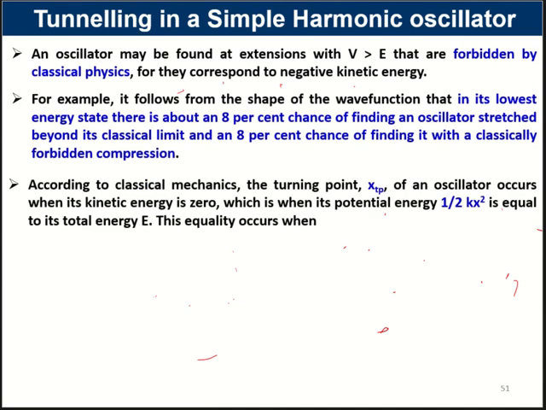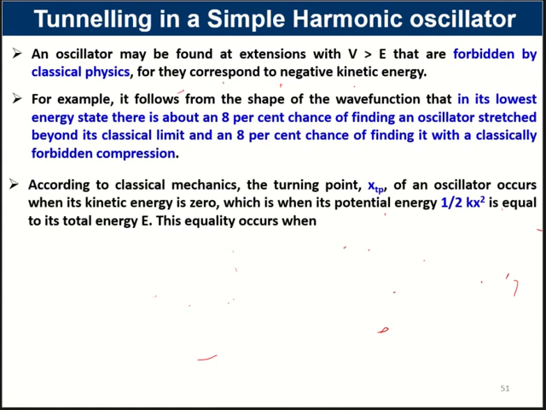So classical mechanics, what we already know, x_tp. The displacement x_tp is for turning point. So words should be clear, just symbols. x is the displacement at the turning point, from where it will start coming back. When the kinetic energy becomes zero, that is the turning point. That's how we define it.